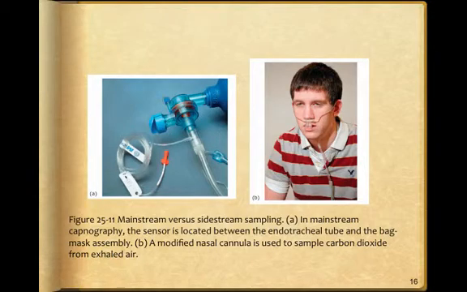Mainstream versus sidestream sampling. Mainstream capnography involves placing a sensor in line with the exhaled airstream and can only be used in intubated patients, and that would be what we show here on the side. This would be mainstream. Sidestream capnography involves taking a sample of the exhaled air by aspirating a small amount of it from the exhaled airstream, either by endotracheal tube or through the use of a modified nasal cannula. And that's what this here is.